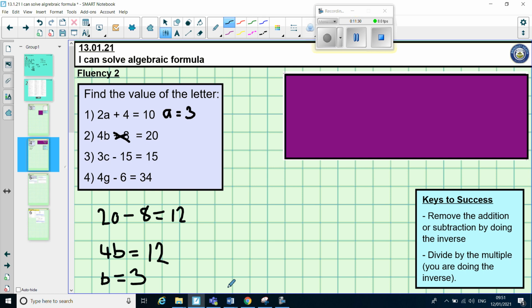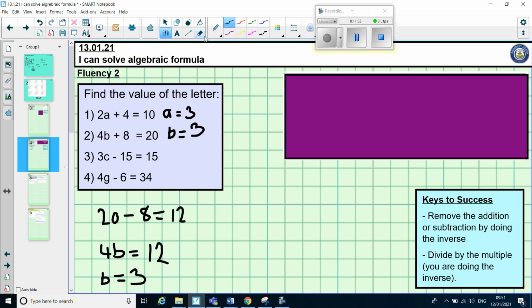Okay, final thing I'm going to do is check that it works. So 4 lots of b, so 4 times 3, which is 12, add 8 gives me 20. It does, it works. So my answer for number 2 must be b equals 3.